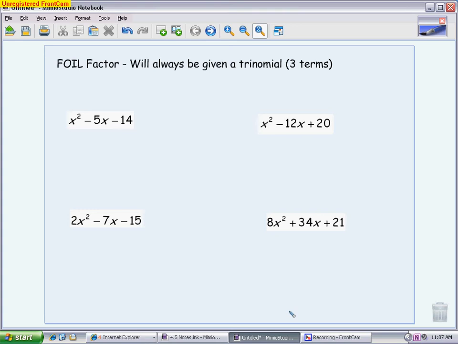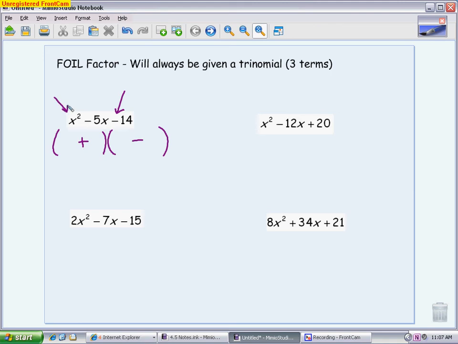When you go to FOIL factor, the first thing you want to do is make sure there's not a greatest common factor you can take out. I actually went through ones like this where you don't have anything you can take out. Then you want to put your parentheses and decide what your signs are going to be. The way we do that is we look at the signs within our trinomial. If this sign is a negative, that tells me that my signs are different. I have to have one positive and one negative, because a positive times a negative gives us a negative.